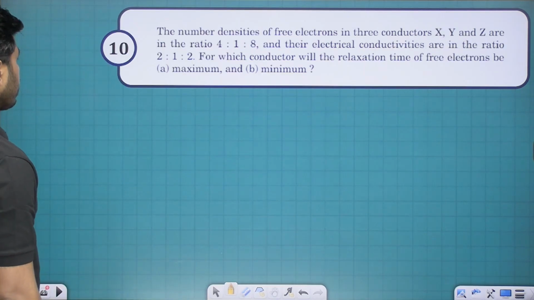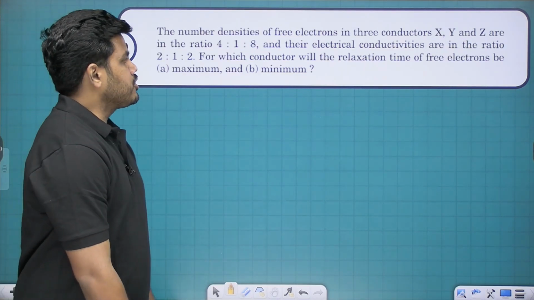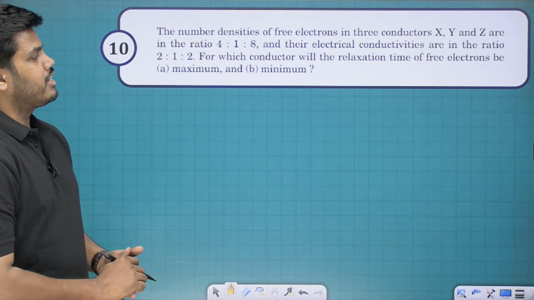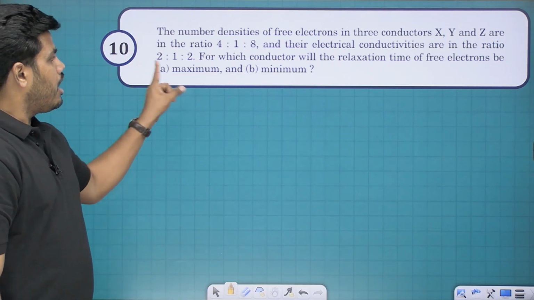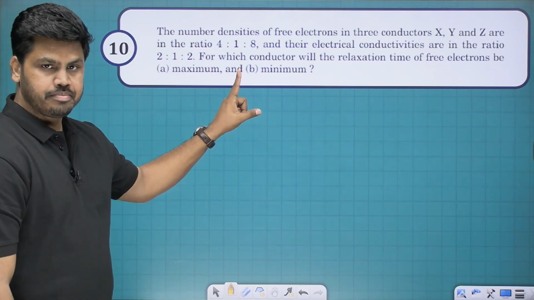Question number 10. The number densities of free electrons in three conductors X, Y and Z are in the ratio 4:1:8.